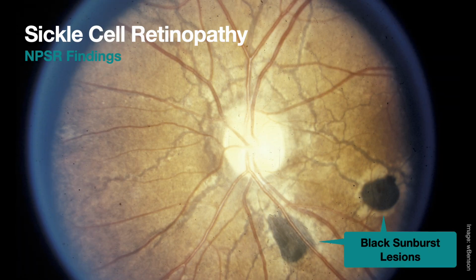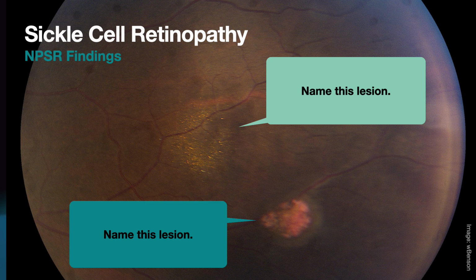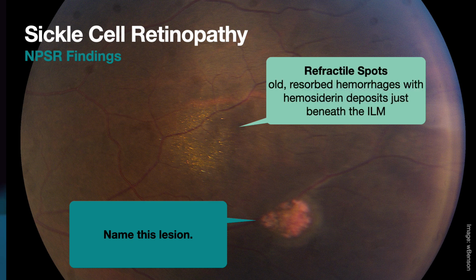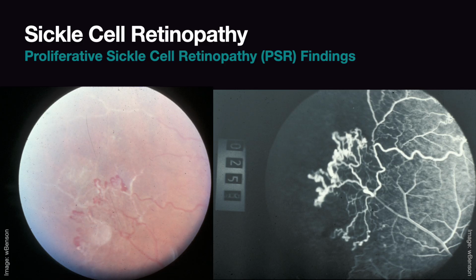Some more black sunburst lesions. Here's a patient. Remember the Pepsi thing, Pepsi B. The S in there was for sickle cell. You see the angioid streaks here. 6% of patients with SS disease have them. Name these lesions. So we've got refractile spots, old resorbed hemorrhages with hemosiderin deposits just beneath the ILM. And then this one is a salmon patch hemorrhage. It's a retinal hemorrhage that occurs after a peripheral retinal arterial occlusion.